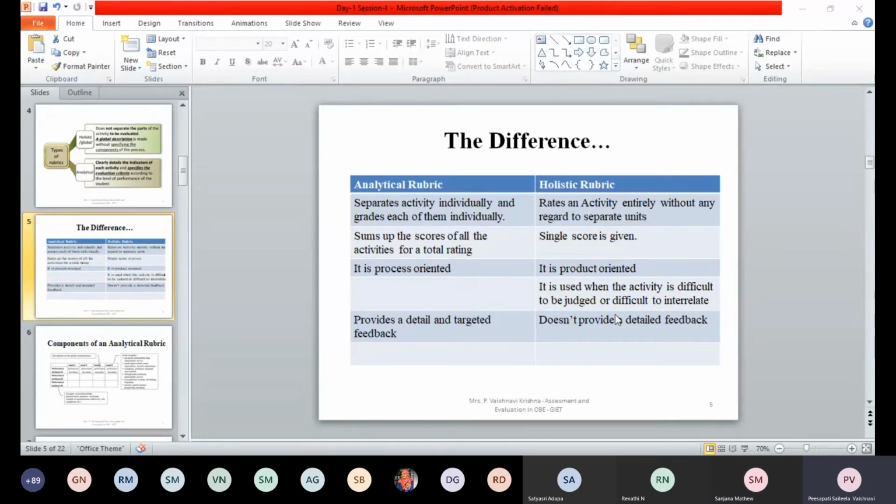It provides a detailed and targeted feedback. This is what is important for us. In any kind of accreditation you go, you need to show how you have arrived at that particular conclusion. If my student is standing at a grade A, I need to tell the team why he is standing there, based on what parameters I judged his performance as A. So which one gives me that detailed context of the student's work? It is only the analytical rubric that gives me the answer.